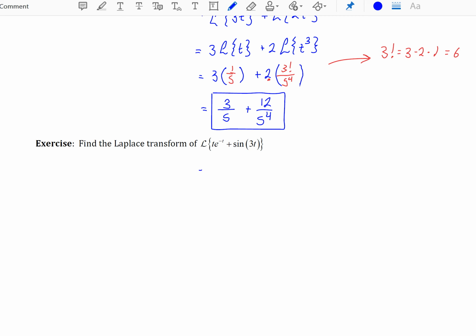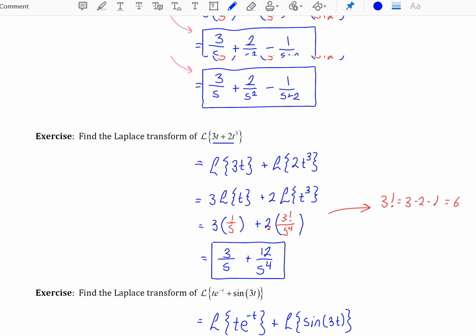And again, you can show however many steps you'd like here, but if I'm showing all my steps, I can write this as the Laplace of t e to the negative t plus the Laplace of sine of 3t. Now, t e to the negative t, this is the product of two functions. We haven't looked at a product yet. So let's look back at our Laplace table.